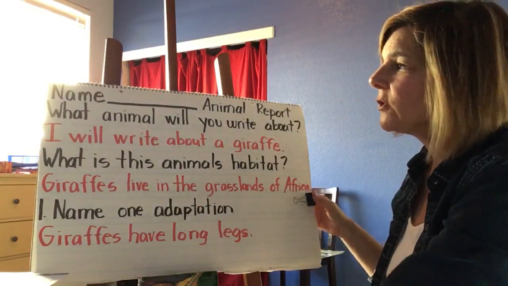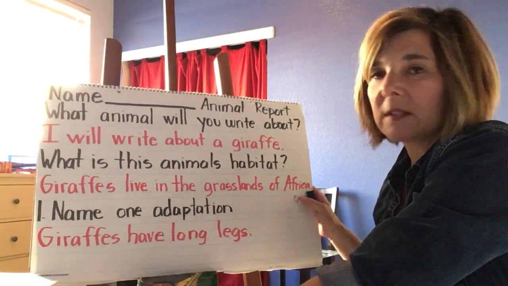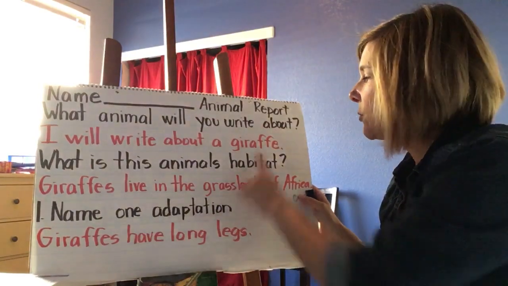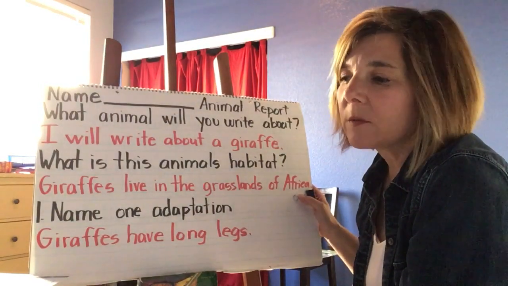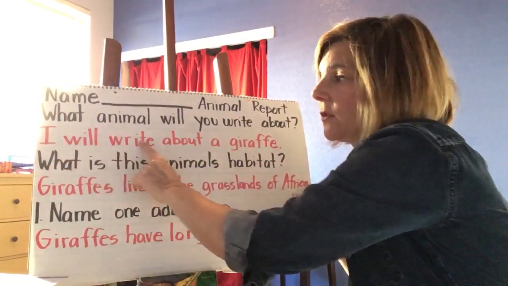So the first question, what animal will you write about? I answered that again in a complete sentence. I will write about a giraffe. Now, if the animal you picked was the elephant, I wouldn't want you to answer that by just saying elephant right here.